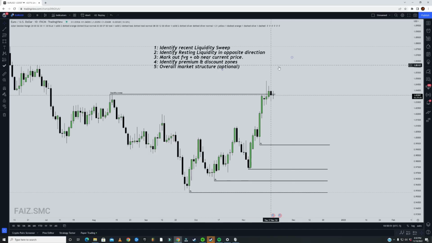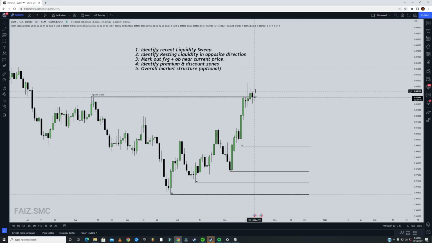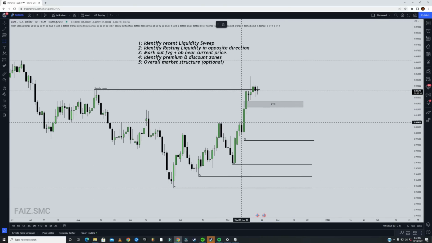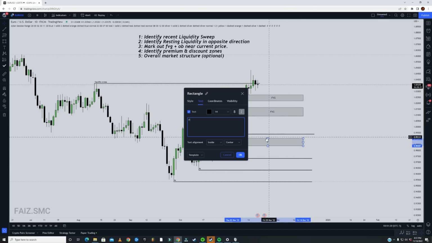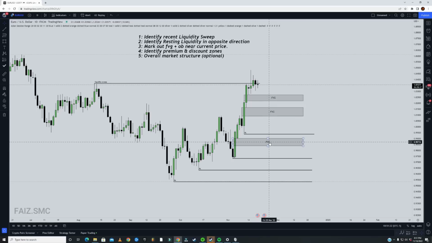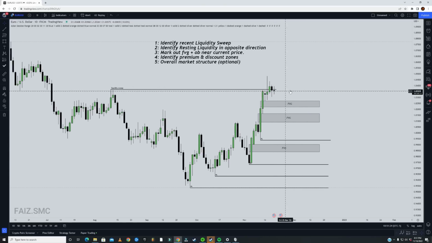But the rule number 3 is you want to mark out fair value gaps plus order blocks near current price. So the current price is here, so you want to look below this level. So you can see we have a fair value gap here, right? And then we have a fair value gap around here, right? And we also have a fair value gap around this level, as you can see. So we got like 3 fair value gaps below our price.